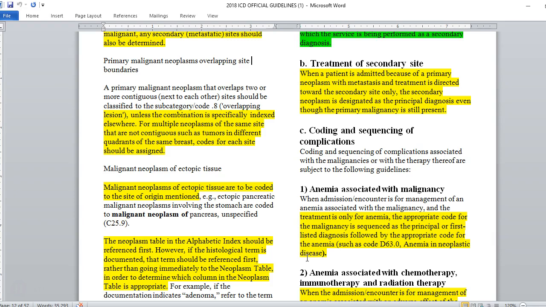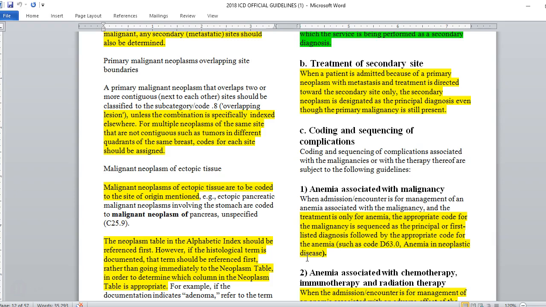Okay. Now, we also have something called malignant neoplasms of ectopic tissues. Okay, so ectopic tissues are tissues from one part of the body that grow in another part of the body. So when we get to pregnancy, we talk about ectopic pregnancies, pregnancies outside the uterus. Ectopic tissues are tissues outside the organ. And so what happens is malignant neoplasms of ectopic tissue are to be coded to the site of the origin mentioned.